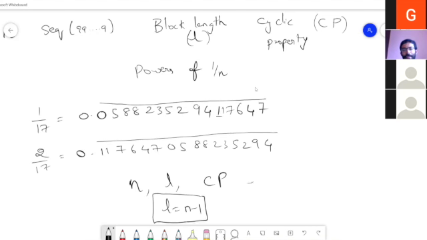Yeah, cyclic. Is this what you're saying? Because I think for 1 by 19 the block length is 18. I'll just tell you in 1 second. Anyway, n is the number, L is the length, and Cp is the cyclic property.